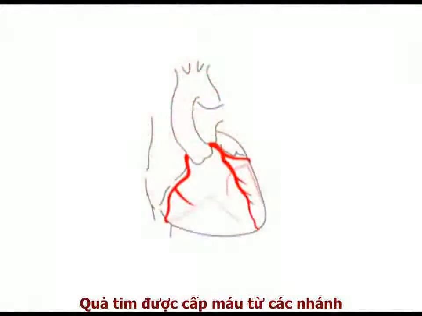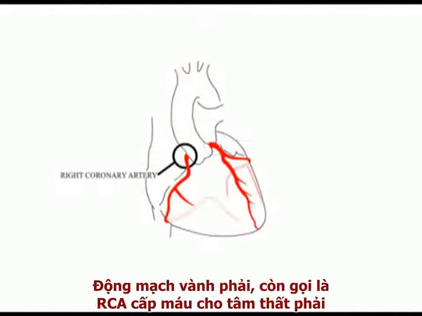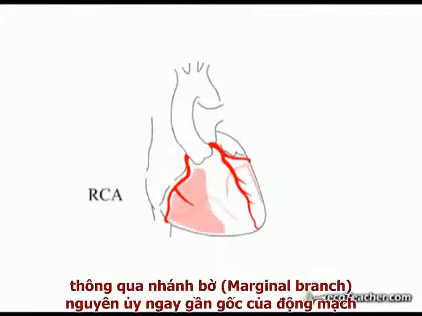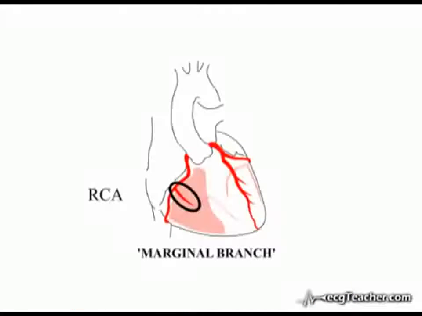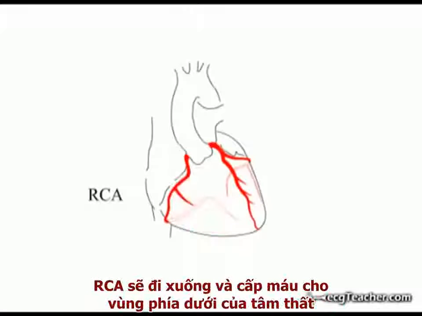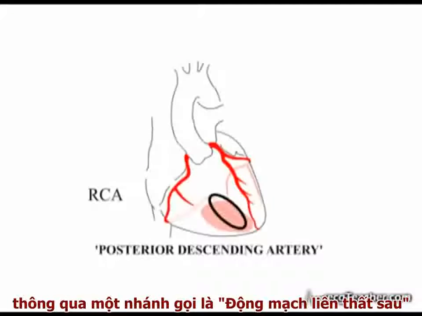The heart is supplied with arterial blood by the branches of the right and left coronary arteries. The right coronary artery, or RCA, supplies the right ventricle through a marginal branch which arises near the origin of the vessel. In 90% of individuals, the RCA then goes on to supply the inferior surface of the ventricles through a branch called the posterior descending artery.